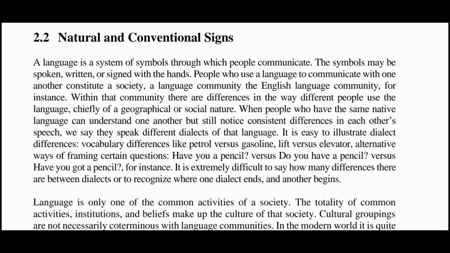A language is a system of symbols through which people communicate. The symbols may be spoken, written, or signed with the hands. People who use a language to communicate with one another constitute a society, a language community. The English language community, for instance: within that community there are differences in the way different people use the language, chiefly of a geographical or social nature.